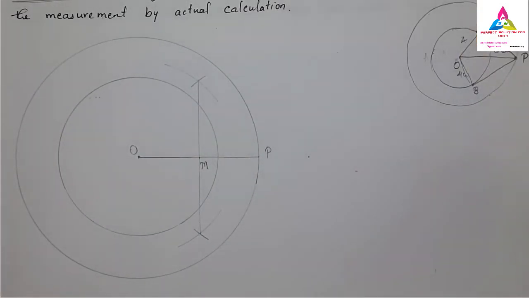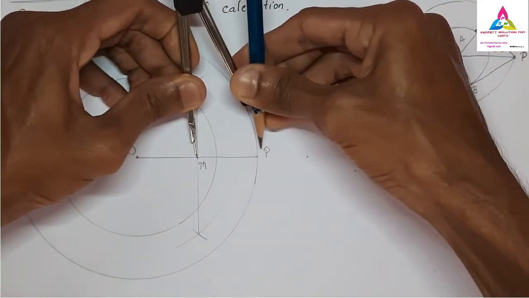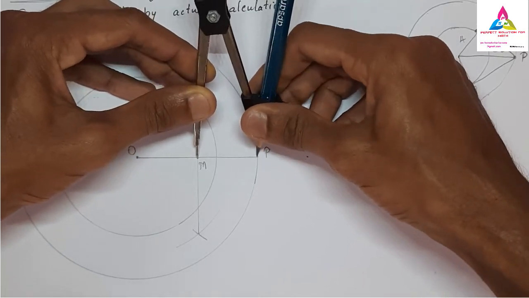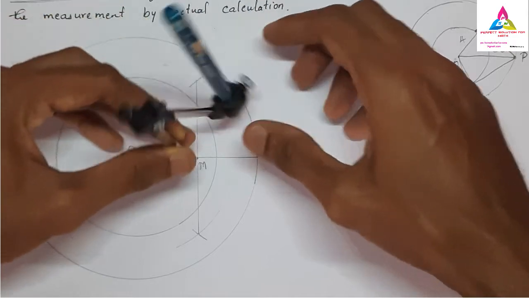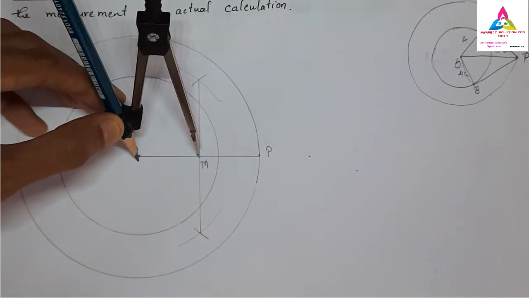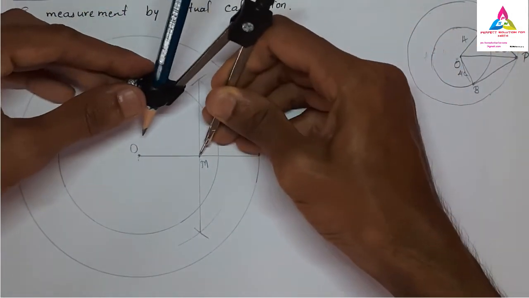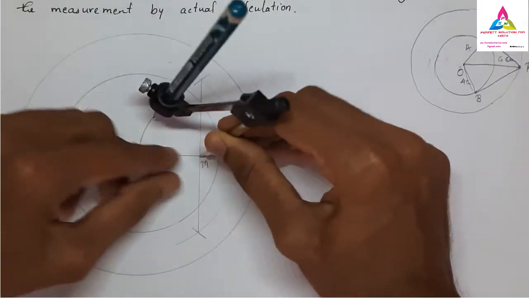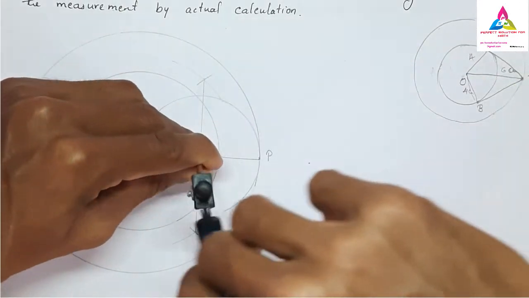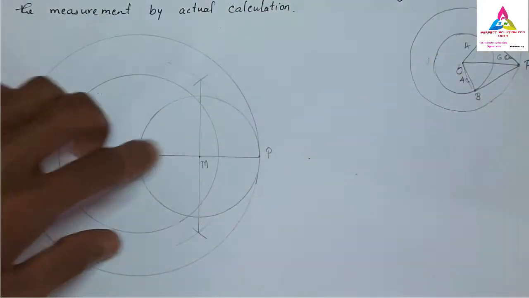What is the next step? Next step is simple. Keep the compass on M now. Measure exactly what is the MP value. What is the measurement of this MP? And most importantly, this is the same measurement as OM also. So now keep it on M exactly, don't change the measurement, and draw one small circle. You have to draw one small circle which is touching O and P at 2 distinct points. Means it is touching at O also and P also.